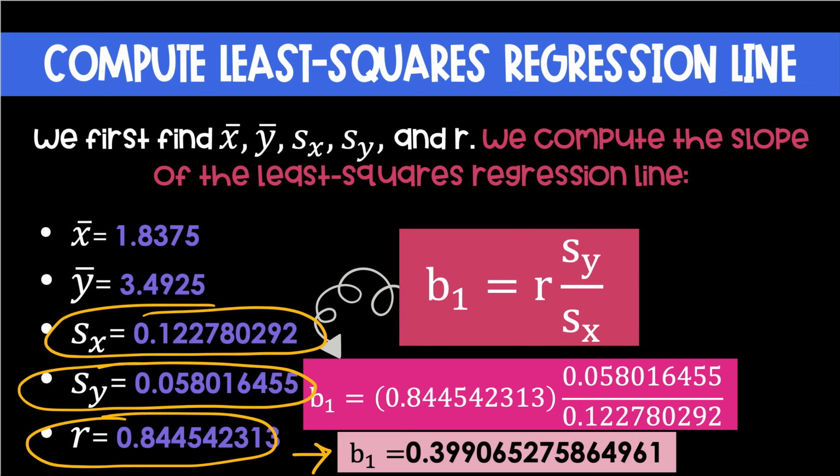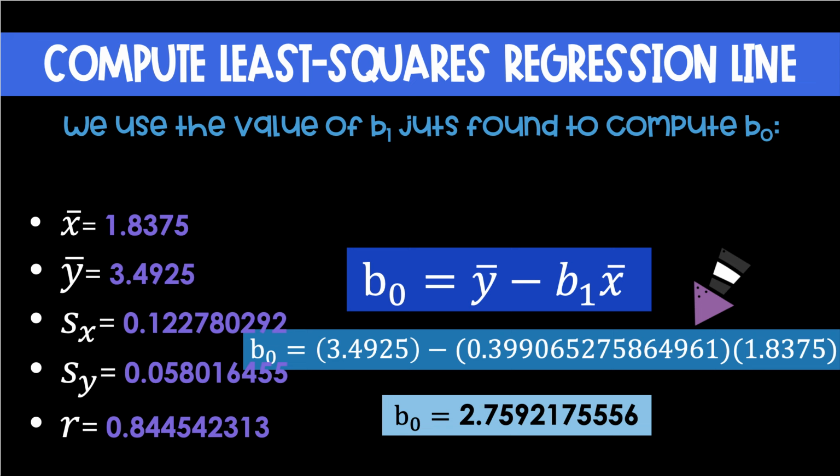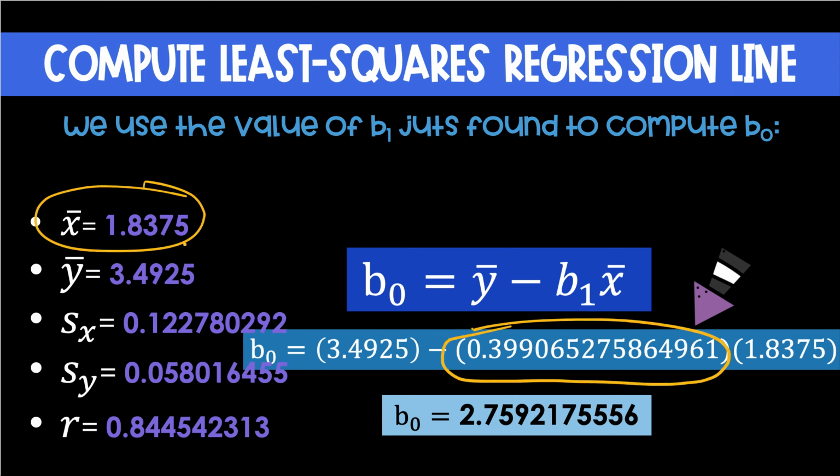Similarly, if I wanted to compute my y-intercept, I'm going to use the formula b sub 0 equals the mean for the y values minus the slope that we just computed times the mean of the x values. Our slope was 0.3990. That's what I'm going to substitute here. This is b sub 1. I take my mean for the x and for the y values and substitute. This will be my y-intercept, 2.7592.